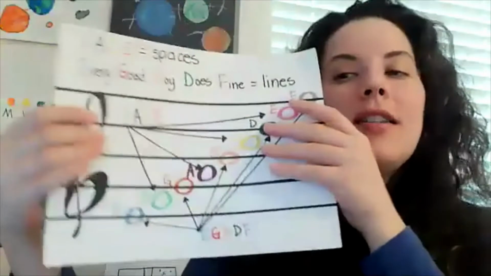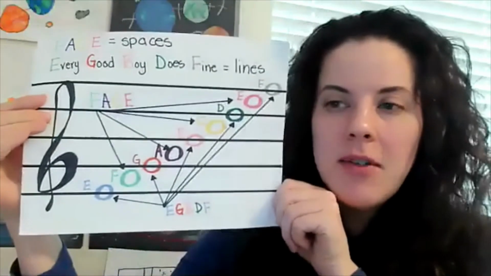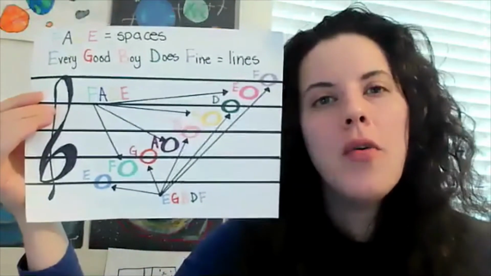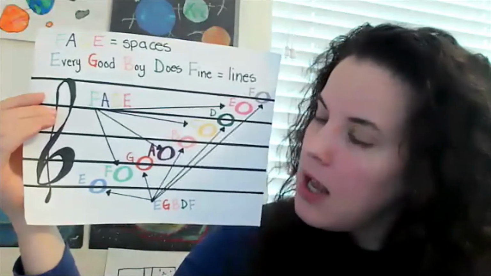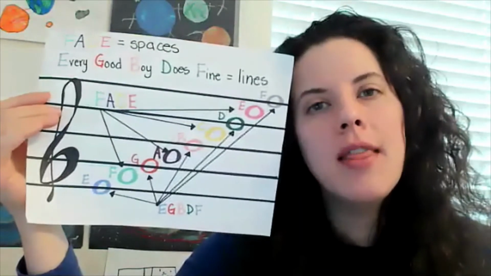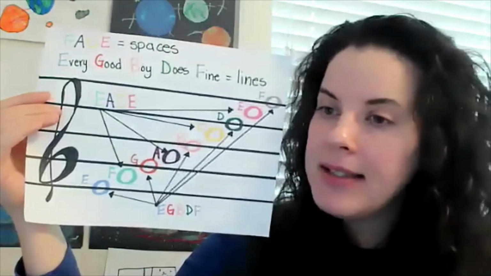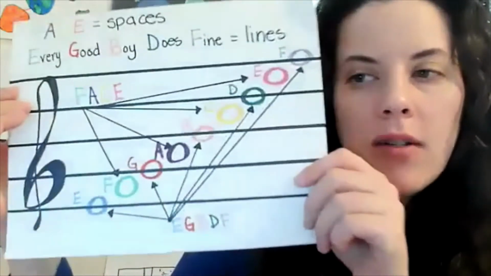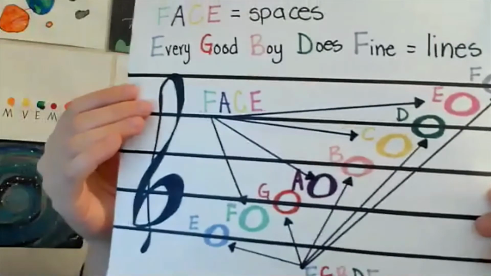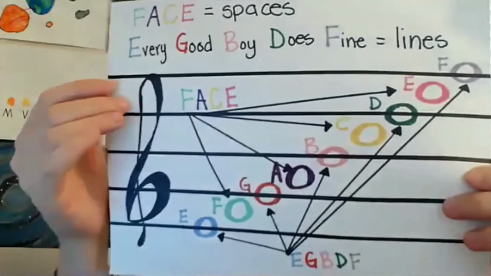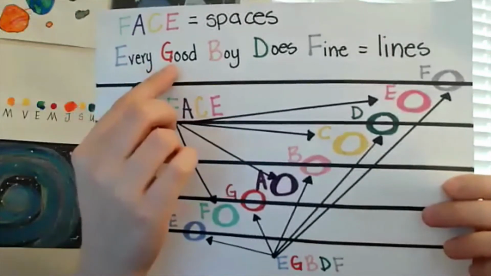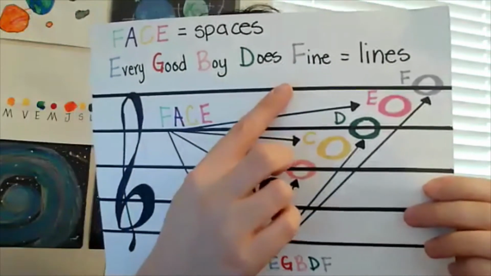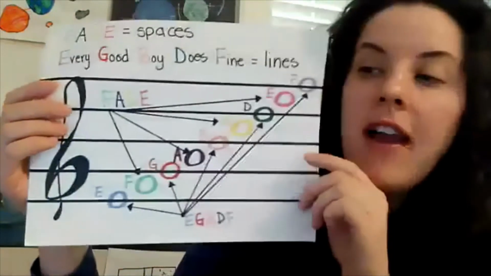Now, today we are studying music in class, and I just want to remind you of all the ways you can name the notes. So we have the notes that are on the lines and the notes that are in the spaces. So let's start with the notes that are on the lines. The notes that are on the lines go through this mnemonic. Every good boy does fine. So let's find those notes.